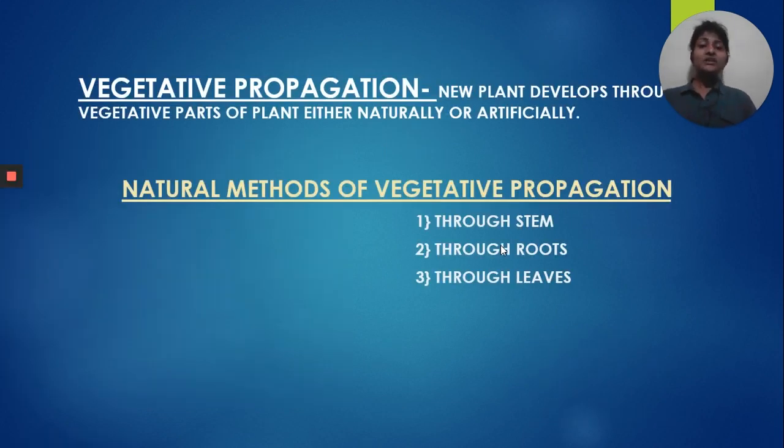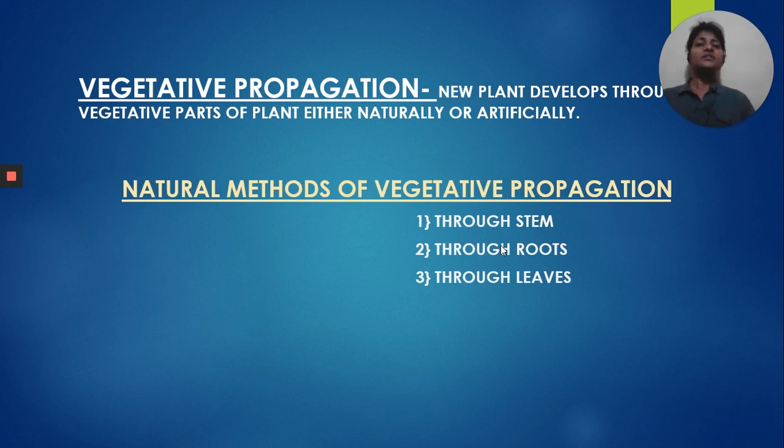Vegetative propagation is basically the process by which new plants develop through the vegetative parts of the plants, either naturally or artificially. So first of all, we have to know what the vegetative parts are. The parts of the plants are divided into two categories. The first one is called vegetative parts, that means the body parts, like the stem, roots and leaves. The second one is called reproductive parts, and basically reproductive parts are flowers. So if a new plant can be developed through the vegetative parts, that means from stems, roots or leaves, then that type of process is called vegetative propagation.